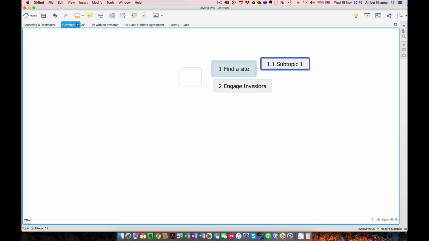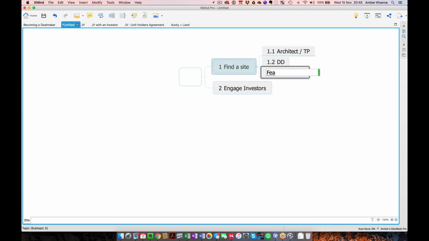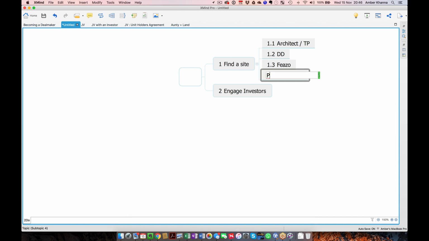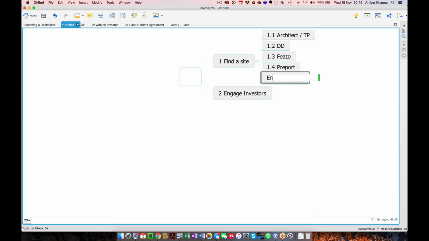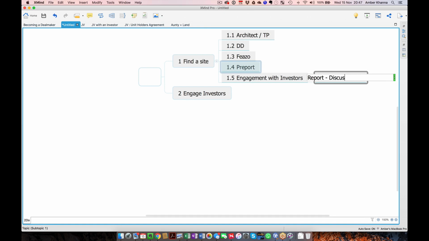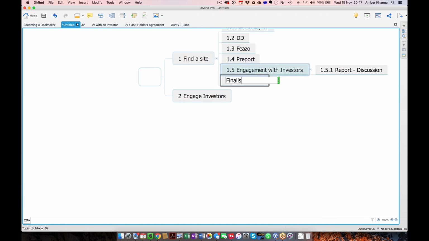The second step is that if you find a site without the permit, you need to go immediately to the architect. Next comes your due diligence, which will happen with the architect and town planner as well. Next comes your feasibility, and next comes your project report. Next comes your engagement with investors again. You show them the report, and then you finalize investors.